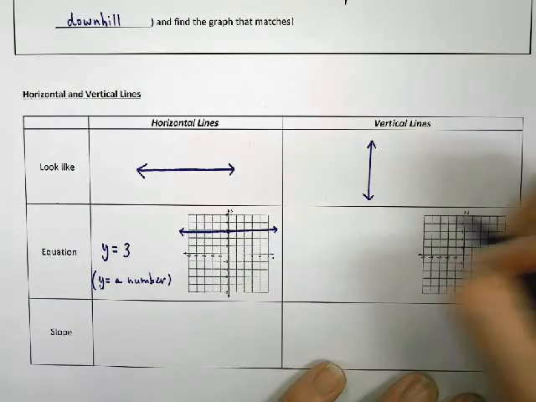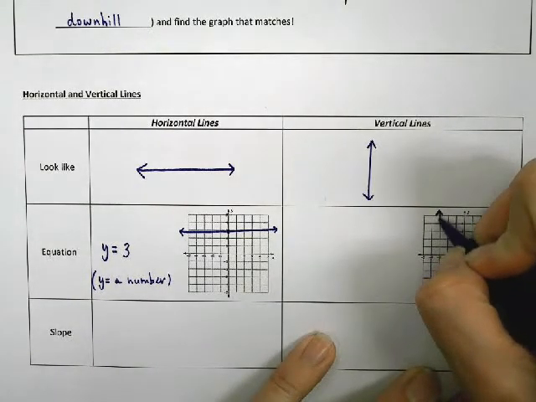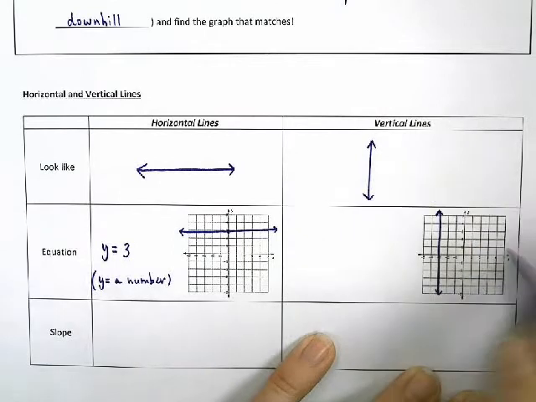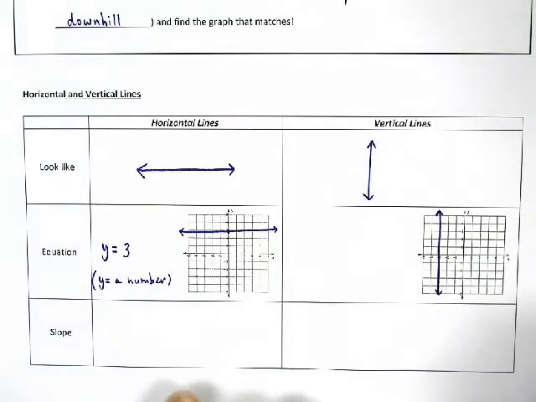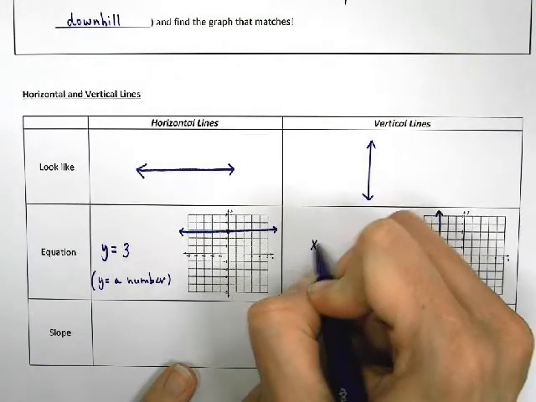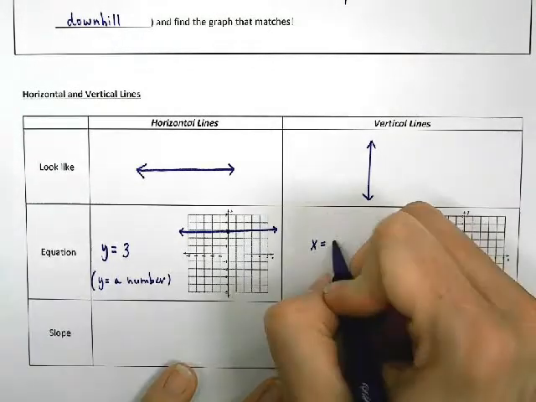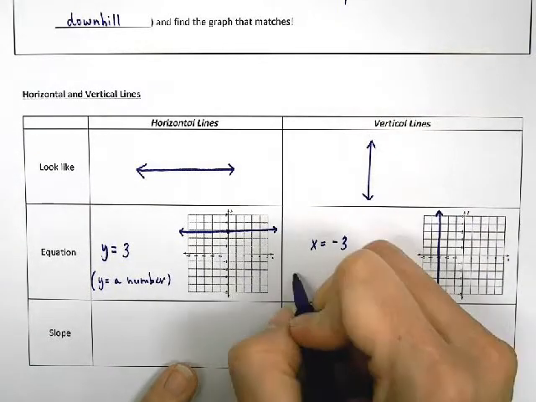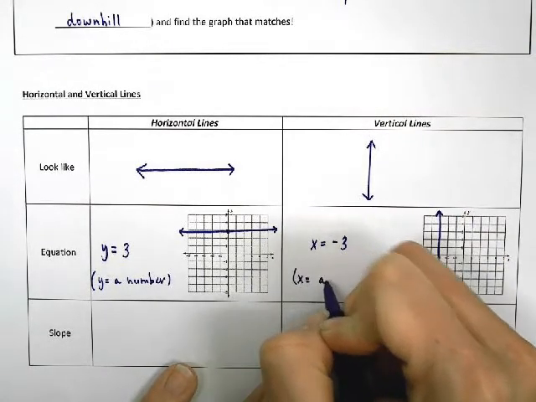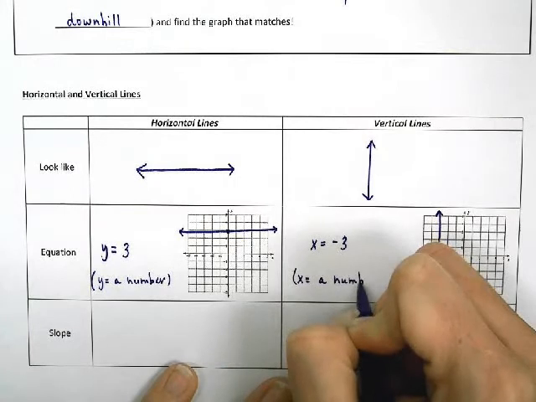Okay, vertical lines, if I just sketch one in here, let's say it's going up and down, that vertical line crosses the x-axis. So its equation is going to be x equals, and again, in this case, it's negative 3, so I'm going to have x equals negative 3. So in general, it's going to be x equals a number.